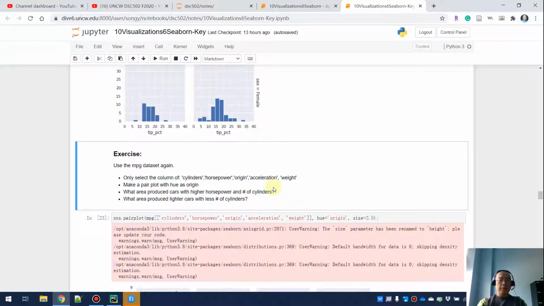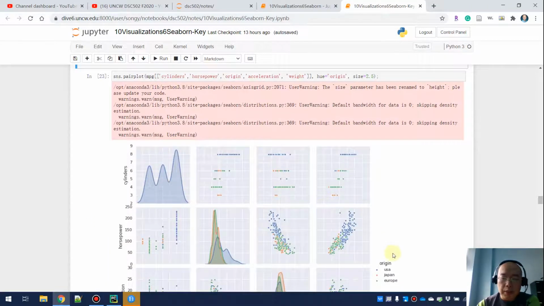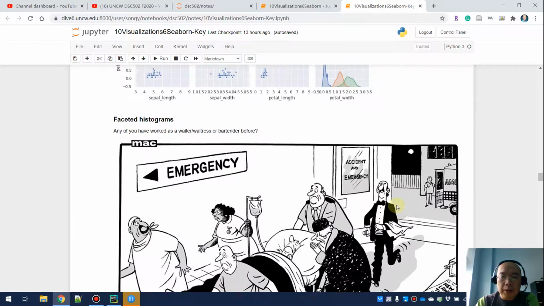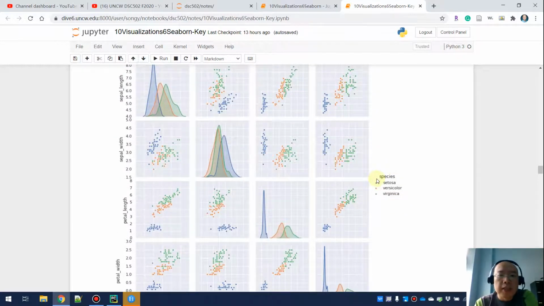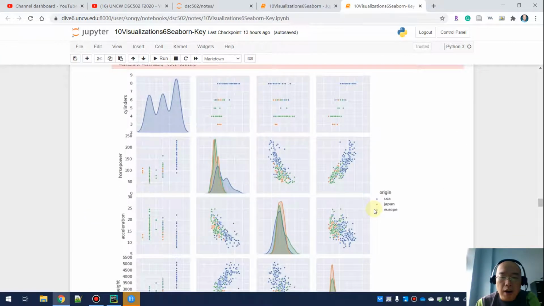So we only keep the four interesting columns: the cylinders, the horsepower, the acceleration, and the weight, plus the origin. And then we want to do a hue as the origin. So we want to specify the hue, the origin, as the categorical feature. Remember, for the iris data, we used the hue as a species, saying there are three different species, and we wanted to color those species differently. So now I want to color the origin of the models of the cars differently.